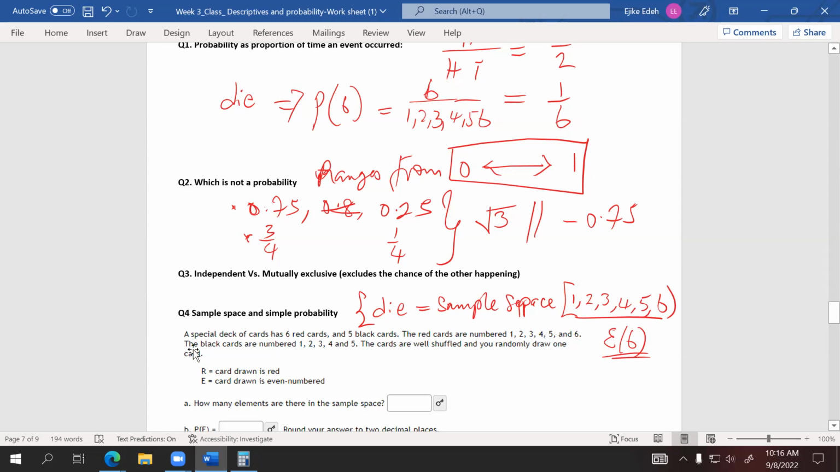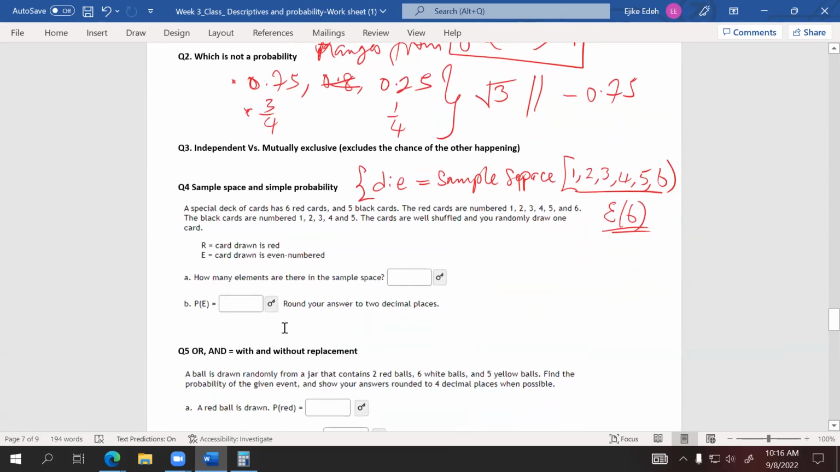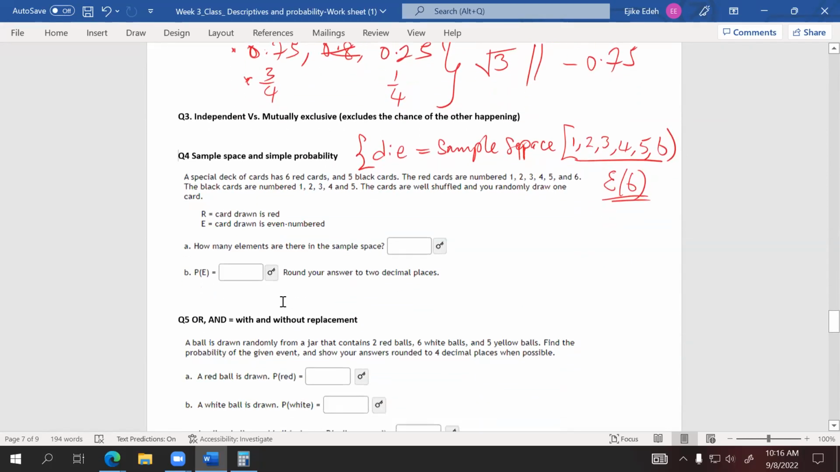Okay. Let's go ahead and solve our actual question using just the few things we've gone through right now. So the first one here says the special deck of cards has 6 red cards, 5 black. The red are numbered 1, 2, 3, 4, 5 to 6. The black cards are numbered 1, 2, 3 to 5, right?